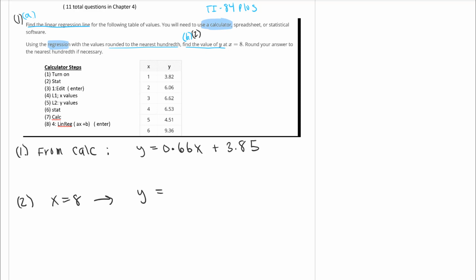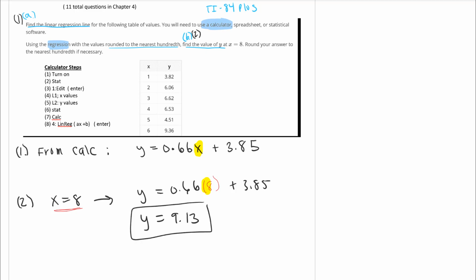So I have y is equal to 0.66. And now that I see this x here, I'm going to make sure that I plug in this value of 8, since that is what I'm given for x, and plus my 3.85. So once I do that, I'm going to get that y is equal to 9.13. So that is my answer, rounded to the nearest hundredth.